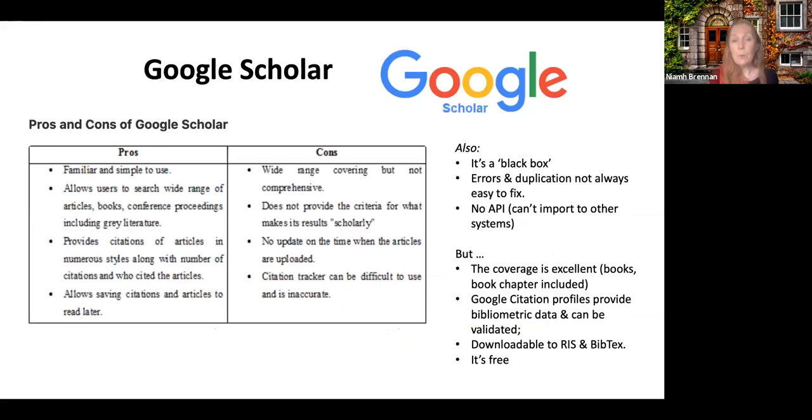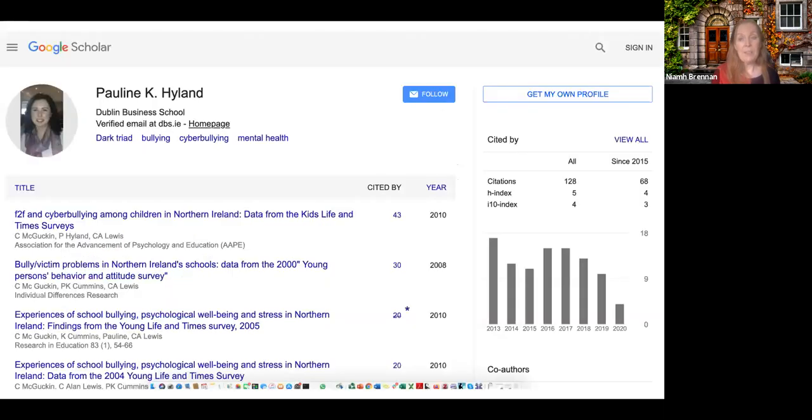Google Scholar, with its pros and cons, is a black box. They won't give us an API for pulling down the information into our systems, but it's simple and easy to use, so long as it's validated by individual researchers. The coverage is excellent, and they include books and book chapters. There are problems with errors and duplication, and that's why it has to be validated. It provides bibliometric information, it can be validated, you can download to RIS and BibTeX, and it's free. So we do use it quite a lot for arts, humanities, and social sciences in particular.